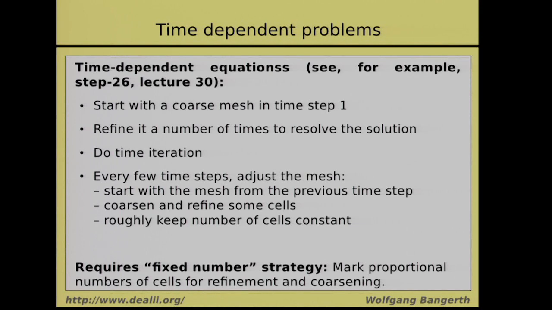And then you do your time iteration. Given that you have the solution on time step 1, you compute the solution on time step 2. From time step 2, you go to time step 3, and so on and so forth. And every few time steps, or every time step if you want to, but typically every few time steps, you would adjust the mesh. Let's say in time step 10, I want a new mesh. What I typically would do is start with the mesh from time step 9, and then refine and coarsen a few cells on this, because presumably the solution has evolved a little bit, and what used to be an appropriate mesh for time steps 1 through 9 may not be the best possible mesh anymore for time step 10.